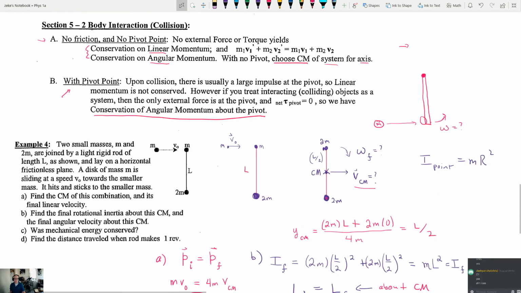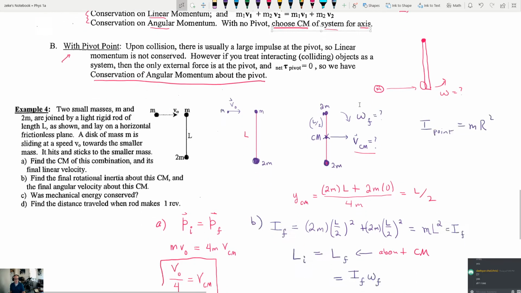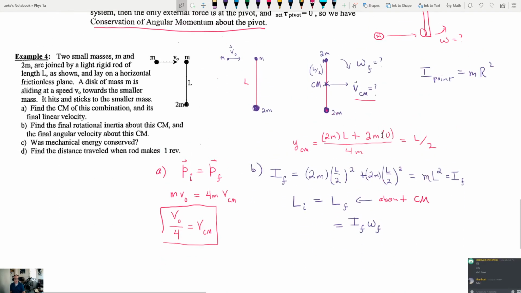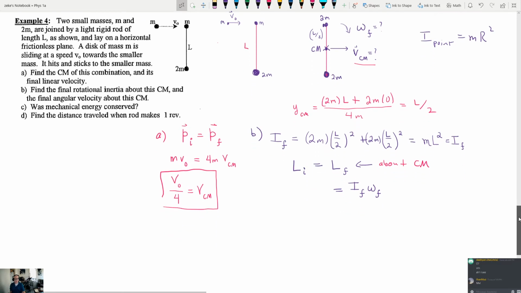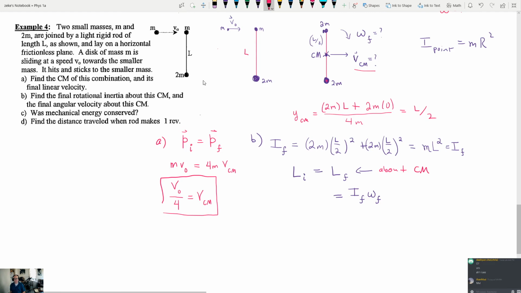So let's go back to our two-body interaction collision thing right here. With no pivot, we use the center of mass of the system for an axis. And this is going to be before and after the collision, okay? So that's almost right, Tombui. You want to try again? Remember, we're going to use the center of mass of the system as an axis. And I don't mean the center of mass of m plus 2m. I mean the center of mass after the collision. So Joanne's got it right. So this is the center of mass, or what it's going to be after the collision, basically, right? So instead of calling it the center of mass, I'm just going to call it the axis.